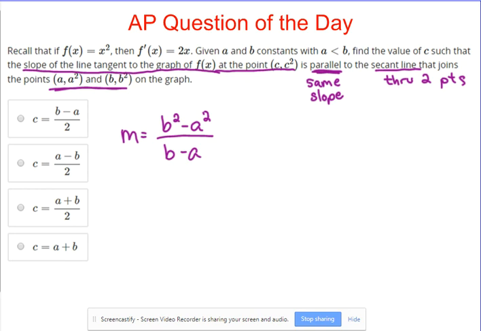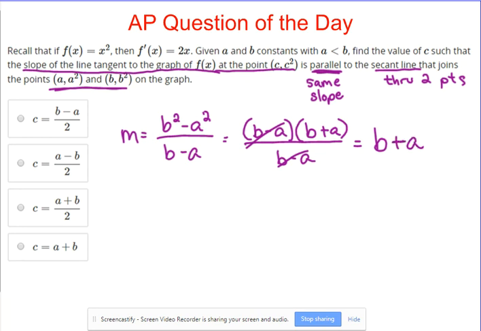All right, so let's factor because we can. Okay, that's b minus a times b plus a over b minus a. So that gives us a slope of b plus a. Now, we don't know what b and a are, but we know that that is the slope. All right, and that's the same slope as the slope of the line tangent to the graph.